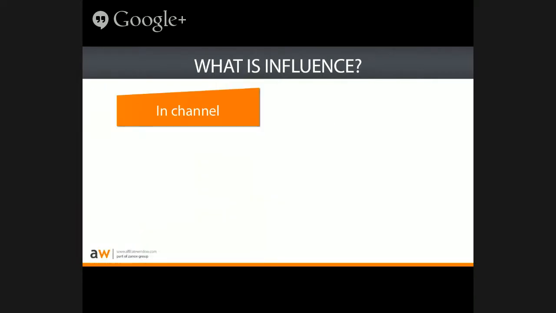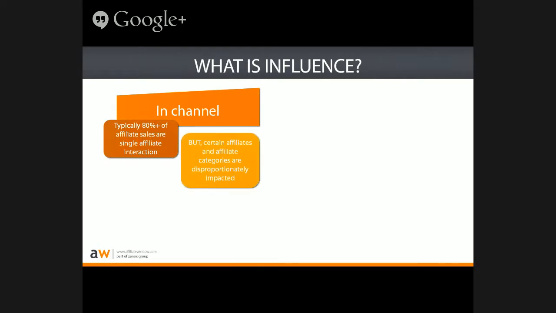So let's now consider the affiliate channel in more detail. We know that on average, in excess of 80% of affiliate sales are single affiliate interaction. But this picture is now slightly clouded by a general lack of visibility on how consumers move between devices, but we'll have more on that later. But as is in keeping with a complex channel, the devil is in the detail. So we know that certain affiliates lose out significantly.